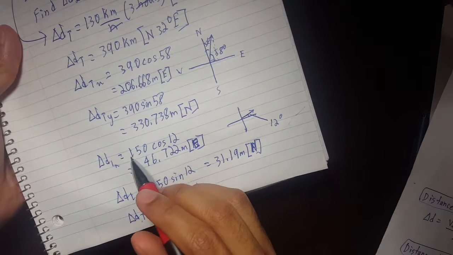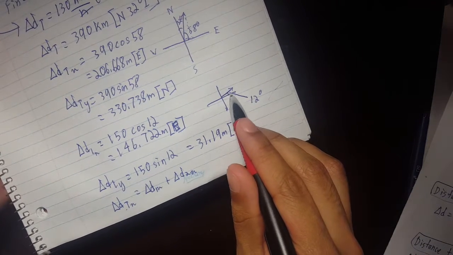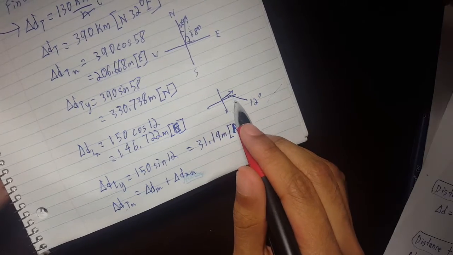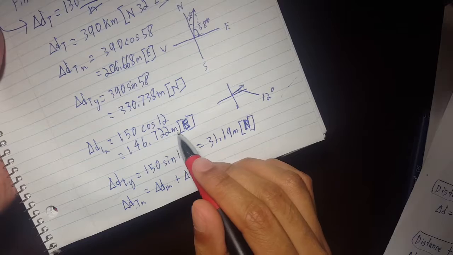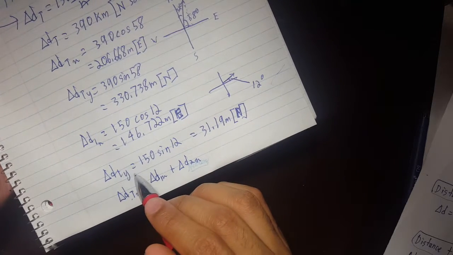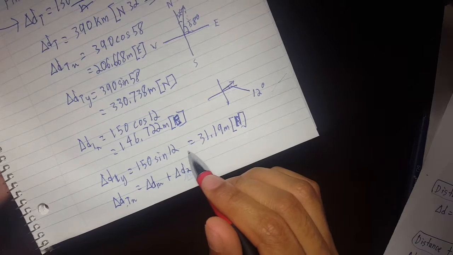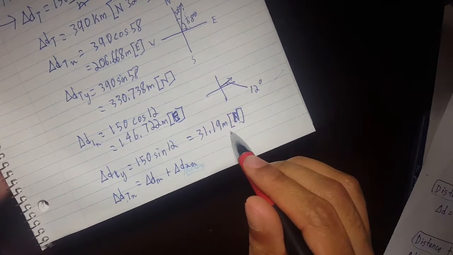Next, we find the x component and y component of the first displacement. So I've gone ahead and drawn a diagram for that one. So let's assume this is d1, and we find the x component and y component. This is 12 degrees. So 150 cos 12 equals 146.722 kilometers east, and the y component of that would be 150 times sine 12, which is 31.19 kilometers north.